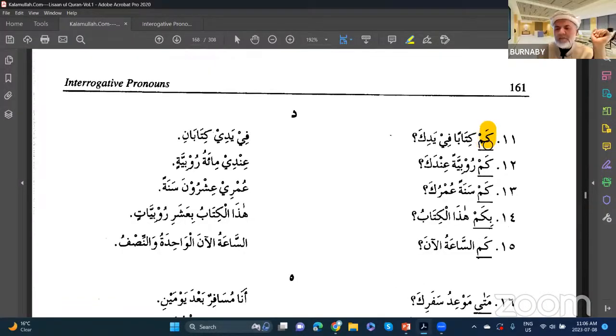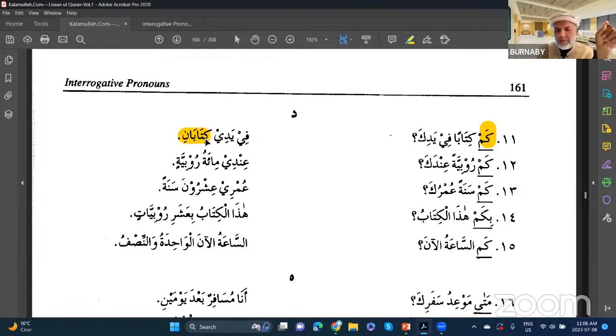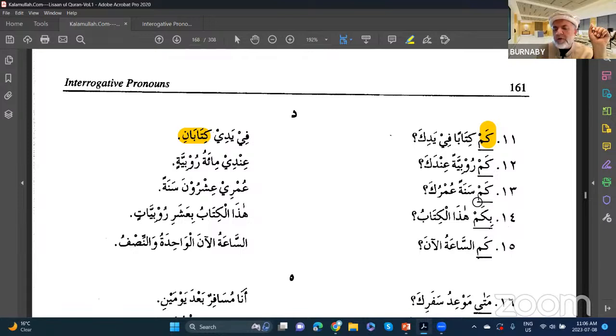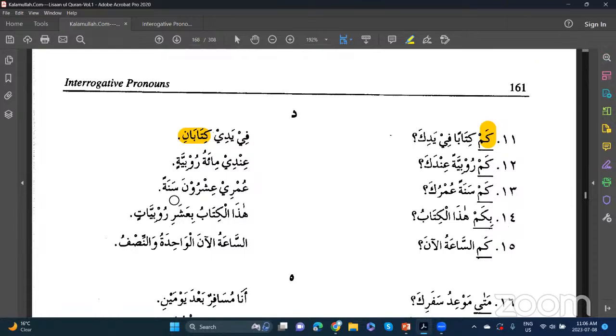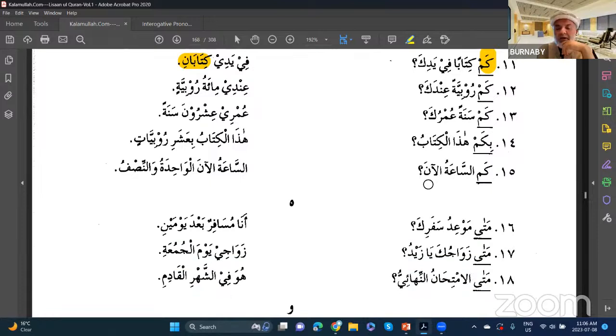Kam is how many or how much. Kam kitaban fi yadika. How many books you have in your hand? Fi yadi kitabani. Now, mashallah, you have enough Arabic. What is kitabani? How many books he has? 2 books. Okay. Kam sanatan umruka. How old are you? Or how many years? Kam sanatan umruka. Umri ishruna sana. Ishruna sana is what? 20 years. Mashallah.